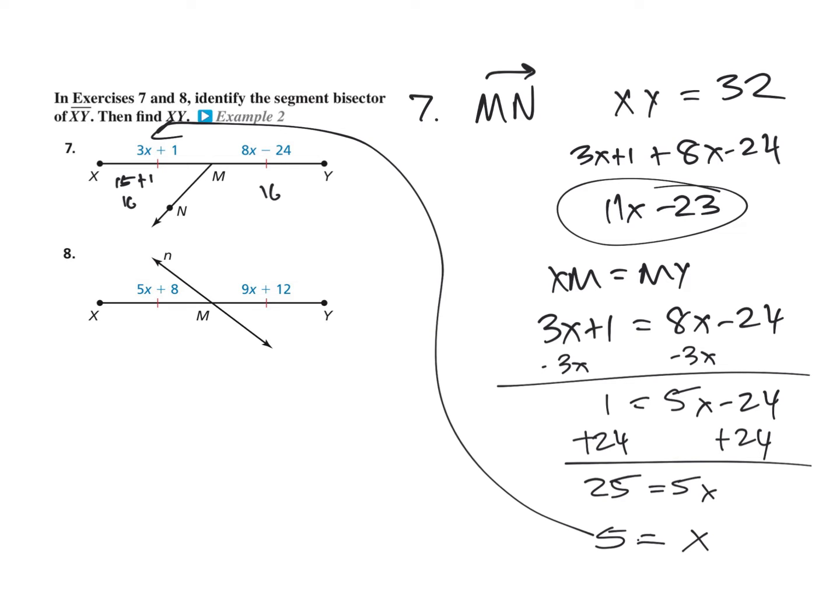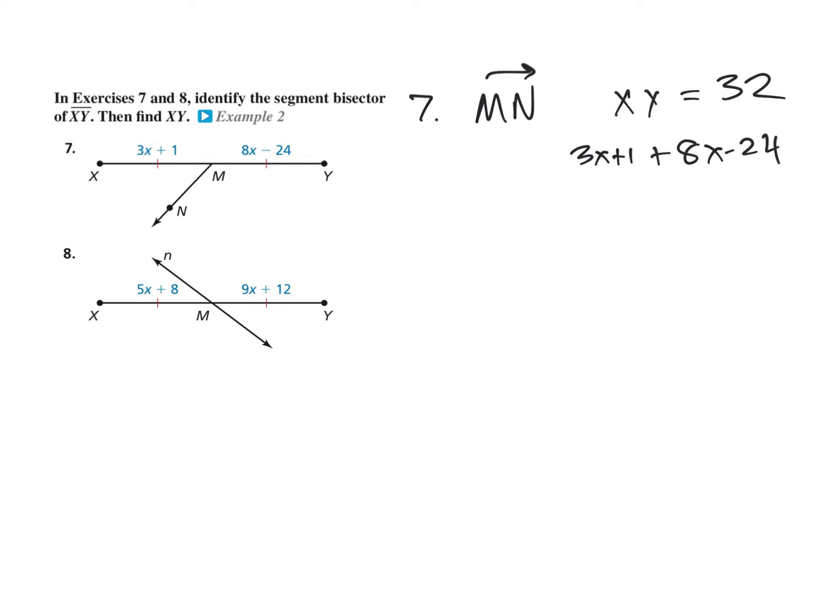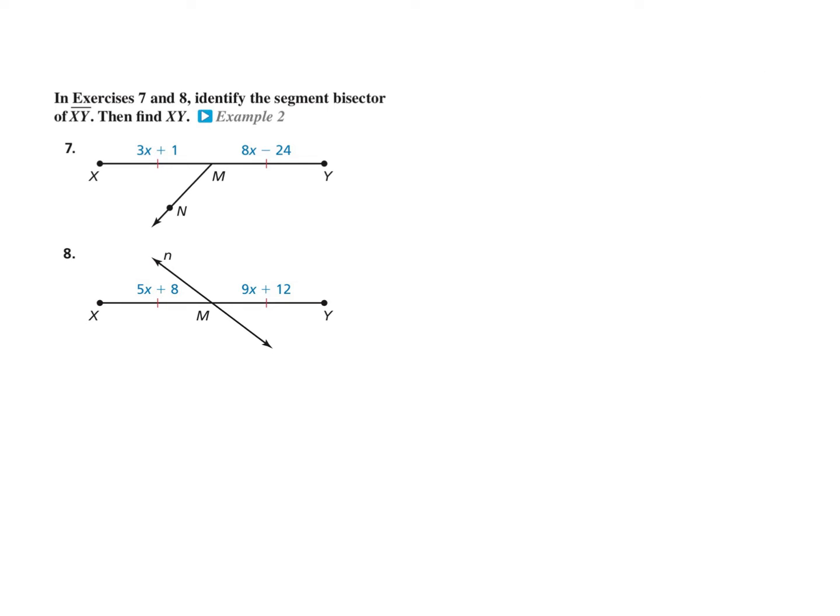All right, let's get rid of that and do number 8. Sorry, this is acting weird. All right, number 8. So again, the segment bisector is line N, and XY is equal to something. We got to figure it.